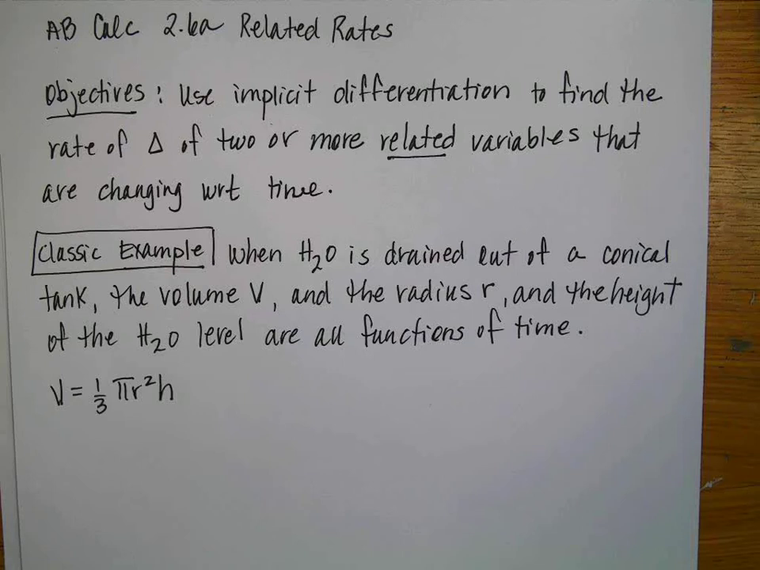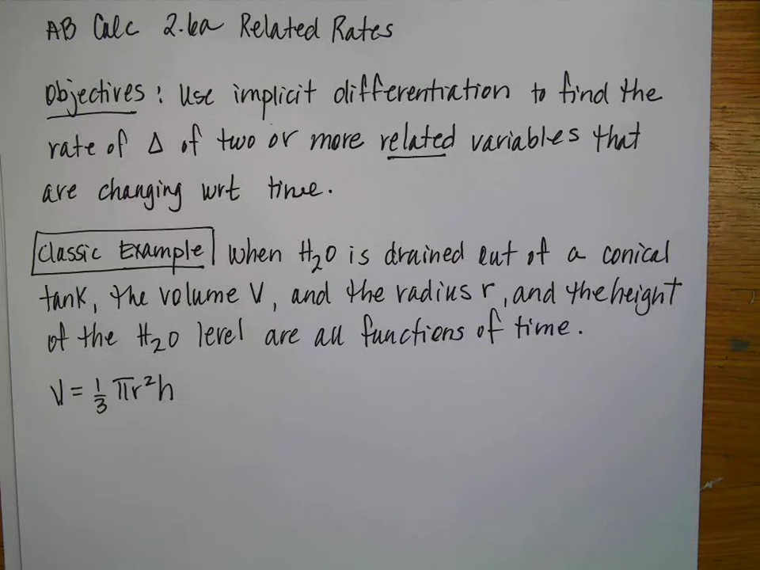Hello, math humans. We're going to do 2.6a today. We're going to be talking about related rates. Our objectives are that we're going to use implicit differentiation to find the rate of change of two or more related variables that are changing with respect to time.